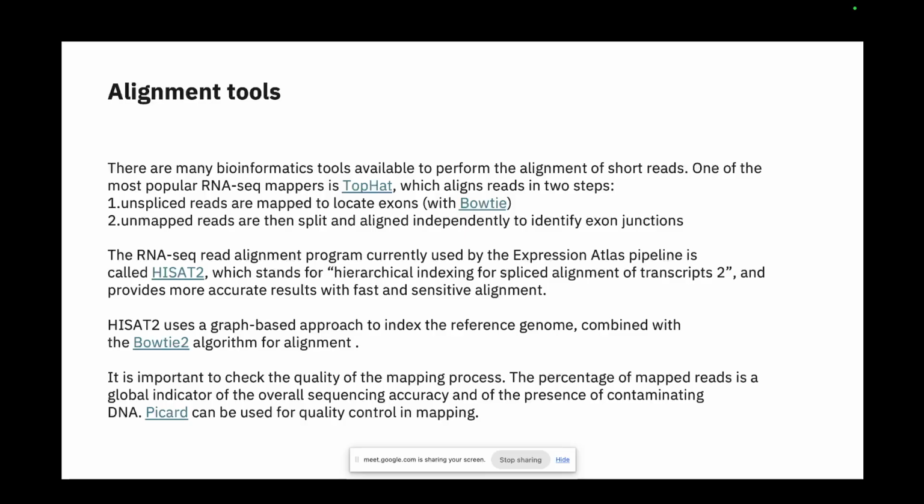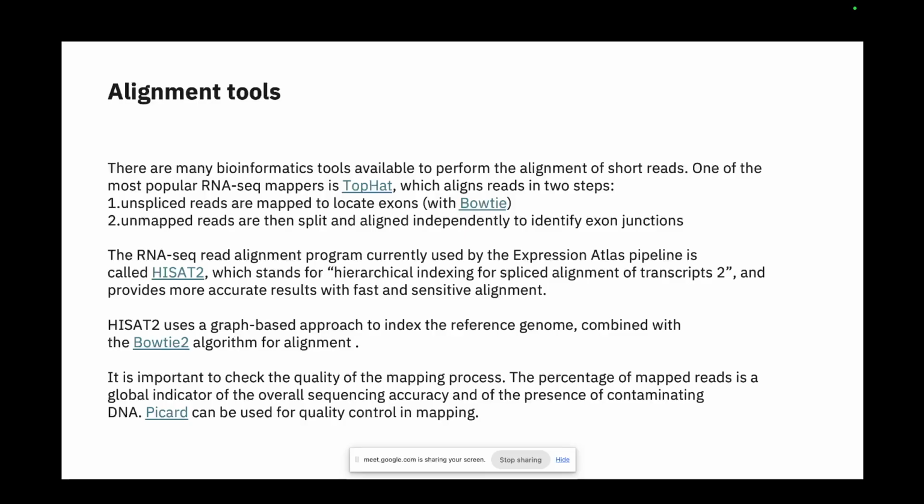For RNA sequencing data alignment, one of the most popular tools is TopHat, and it aligns the reads in two steps. Firstly, the unspliced reads are mapped to locate exons with a tool called Bowtie, and then the unmapped reads are split and aligned independently to identify the exon junctions, the breakpoints of exons and introns from where the mRNA has been cut.